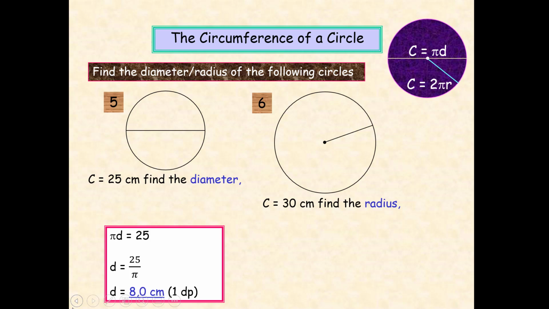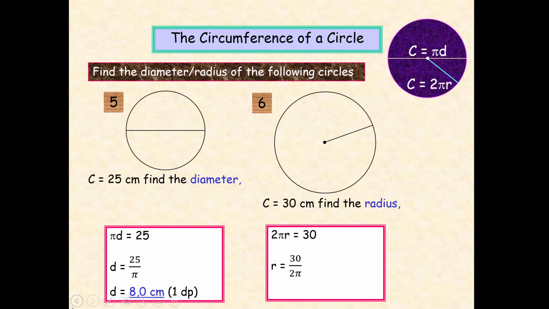If we look at number 6, we have to find the radius. So let's start with the formula. 2 pi r is then equal to the circumference. If we want the radius, we have to divide by 2 pi on both sides. Therefore, the radius is 4,8 centimeters rounded to 1 decimal place.